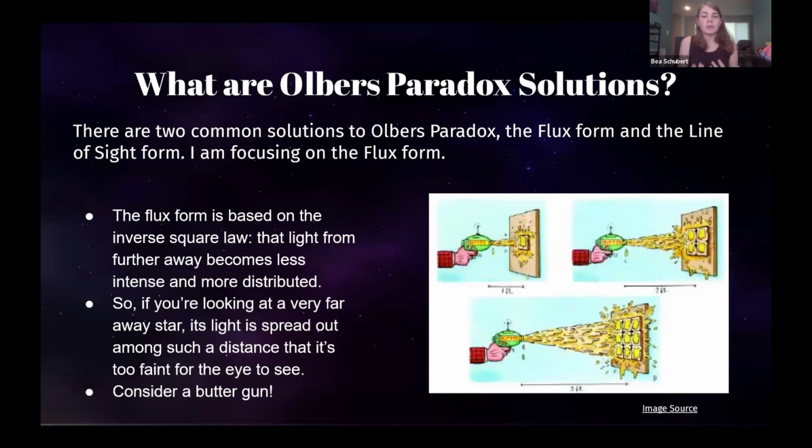And what are the common solutions to Olbers's paradox? There are two. There's the flux form, which I'll be focusing on today, and the line of sight form, which I do not have time to go into, unfortunately. The flux form is based on the inverse square law, that light from further away becomes less intense and more distributed. So if you're looking at a very far away star, its light is distributed around so much space that it's really hard to see.